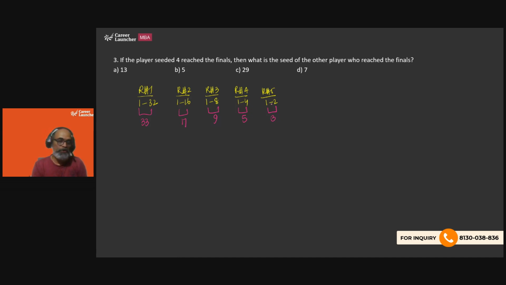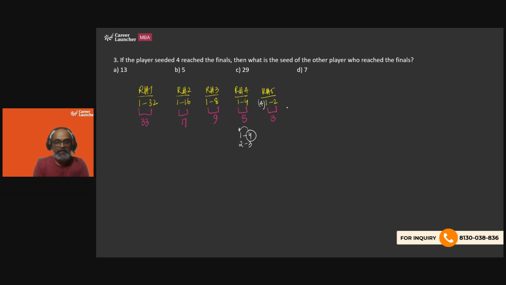Right? Now, we want the player seeded 4 to reach the finals. So 4 will not be there in the finals as of now. If we look at round number 4, we are going to have seed number 4 present there. So the match is going to happen between 1, 4 and 2, 3, where 4 has to win. That means 4 will take the rank of 1. Once we have figured out 4, we can figure out the other players as well.